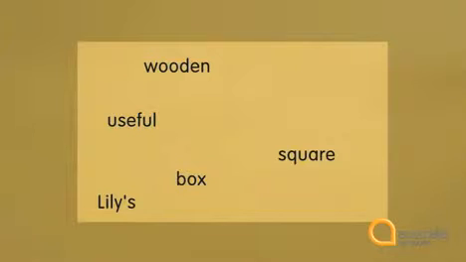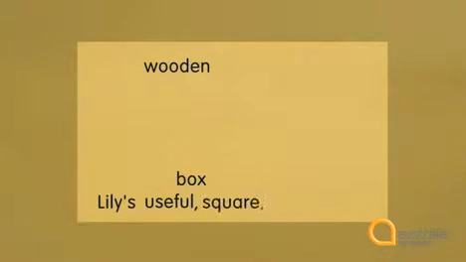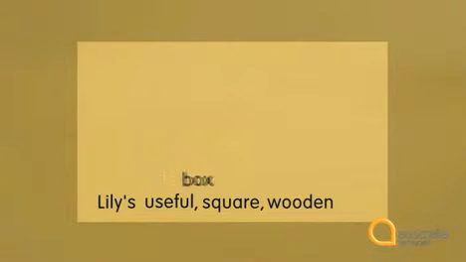Then that's followed by the observation. The box is useful. Then the shape. It's square. Then finally the material. It's a wooden box. So we have Lily's useful square wooden box. Good. Now let's listen to some strings of adjectives from the clip.